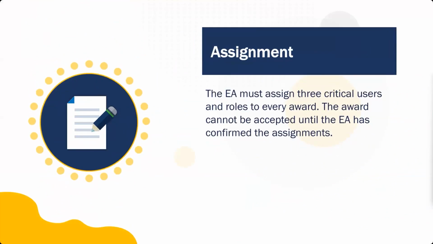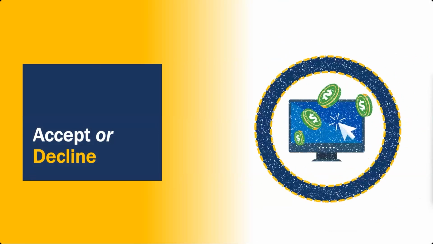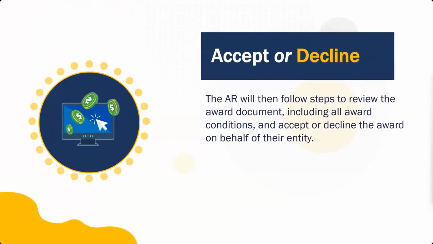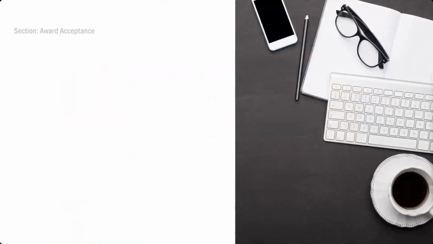Next up is the assignment of critical roles. Now, your entity administrator must assign three critical users to an award. That's your authorized representative, your grant award administrator, and your financial manager. And the award cannot be accepted until the entity administrator has confirmed these assignments. And the last in the process for accepting or declining the award is to actually accept or decline. So, your authorized representative will then review the award document, including all award conditions, and accept or decline the award on behalf of your entity.